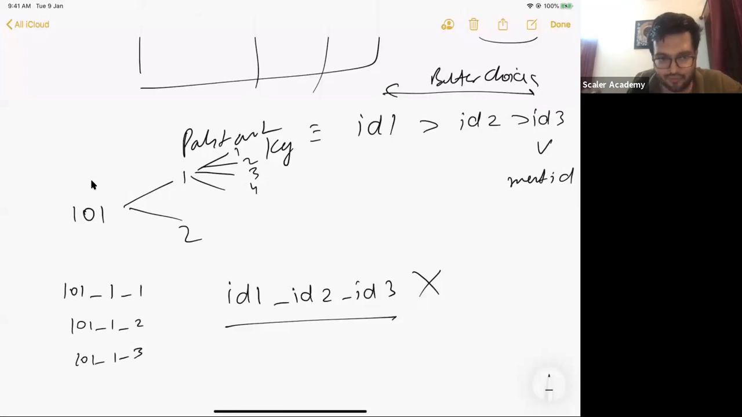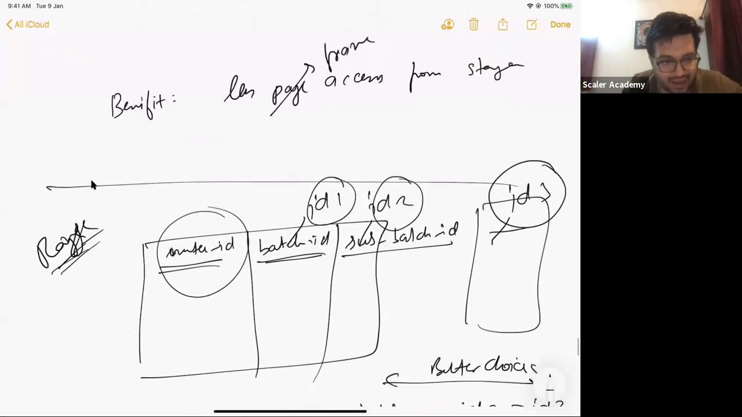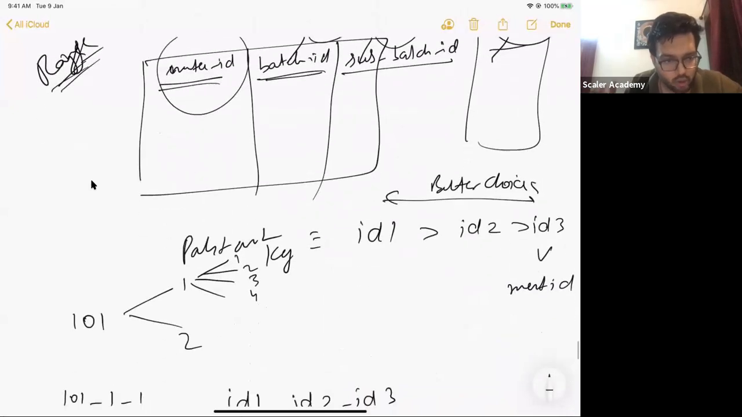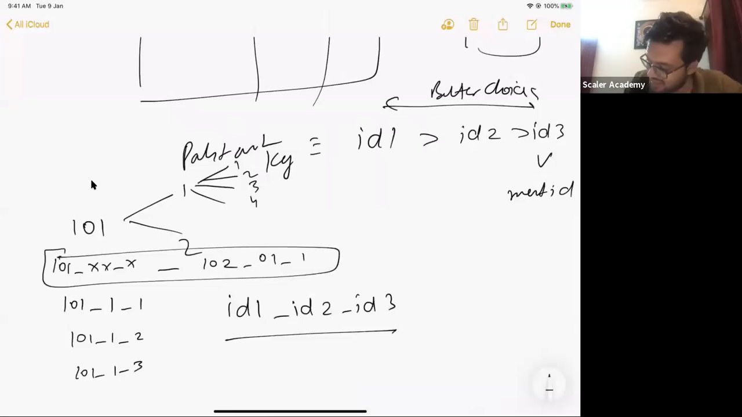Okay. I said it's not a good choice, but that's not true, because I was thinking of consistent hashing. Here we are discussing range-based keys. Now you folks tell me, if I have a range which starts from 101 XX X to 102 01 1, is it a better range than saying 101 to 102? I hope you realize it's a better range. Why? Because it gives you a more specific understanding, right?